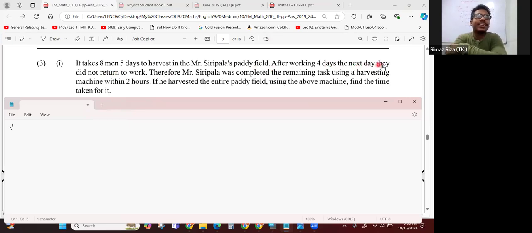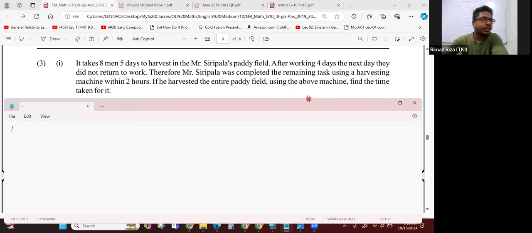After working 4 days, the next day they did not return to work. Therefore, Mr. Siripala was complete the remaining task using a harvesting machine within 2 hours. If we harvested the entire paddy field using the above machine, find the time taken for it.